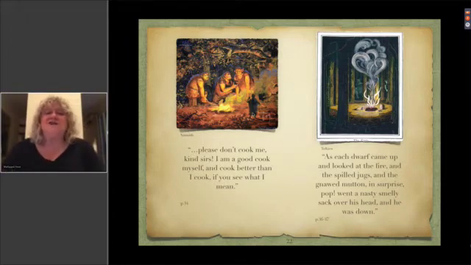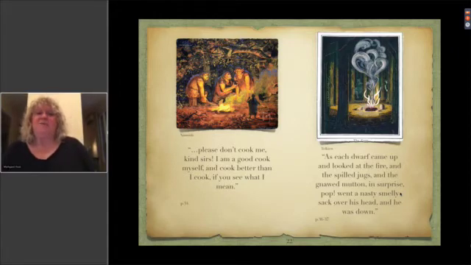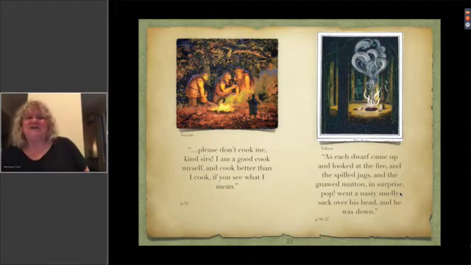Well, he was gone for such a long time that the dwarves went to see what was up. And the first dwarf appeared. Trolls don't like dwarves. Dwarves don't like trolls. And so they took a sack and popped it over the dwarf's head and tied him up and laid him to the side. And then as each dwarf came up and looked at the fire and the spilled jugs and the gnawed mutton, in surprise, pop, went a nasty, smelly sack over his head.